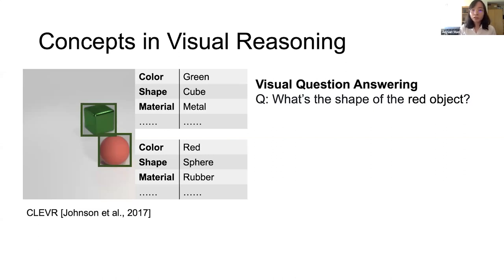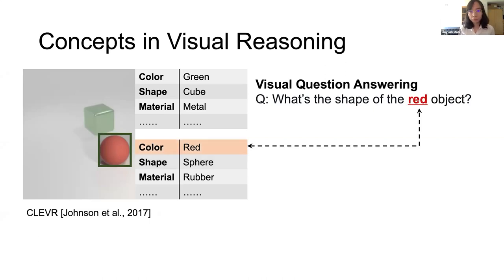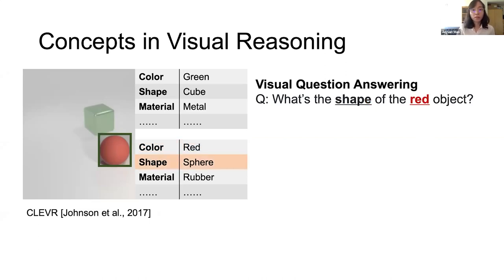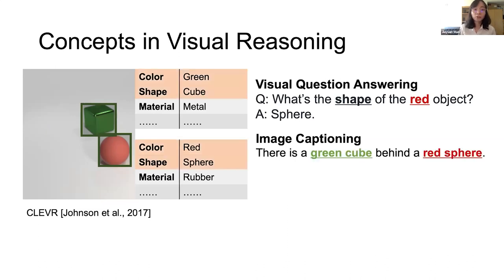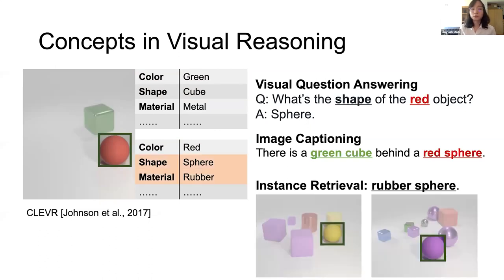As an example, to answer this question, what's the shape of the red object? We could first associate the word red with the color property of the second object and answer this question by querying the shape of the second object. This gives us the answer sphere. Beyond just answering visually grounded questions, visual concepts also support visual reasoning in various forms. We can write down image captions, like there's a green cube behind the red sphere in this image. And we can also perform instance retrieval. We can retrieve all the rubber spheres from a large-scale dataset.